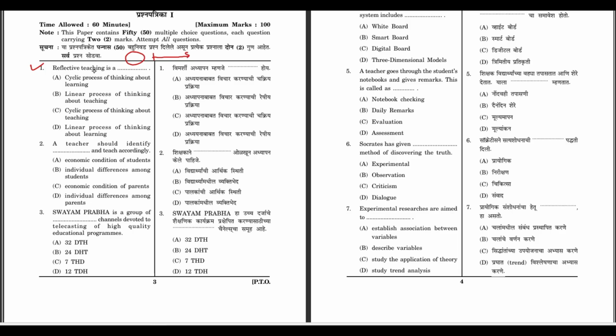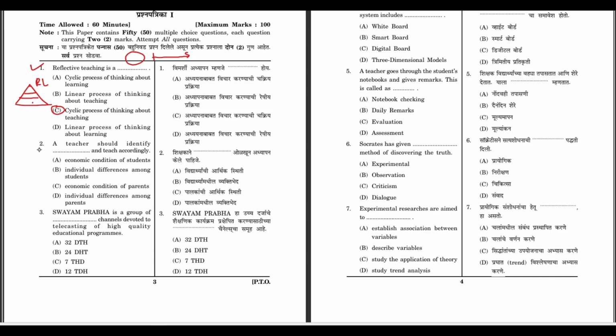And what is reflective teaching? There are three levels of teaching: memory level, the lowest level, understanding level, and reflective level. This is the most appropriate and highest level of teaching, and it involves continuous improvement of teaching strategies. Hence, it is a cyclical process of evaluating and improving our own teaching. So, the correct answer is option C.